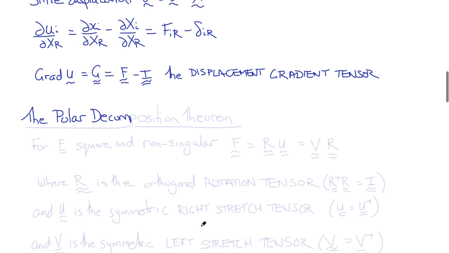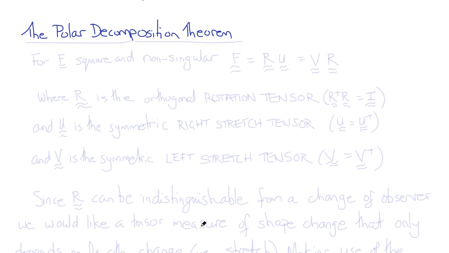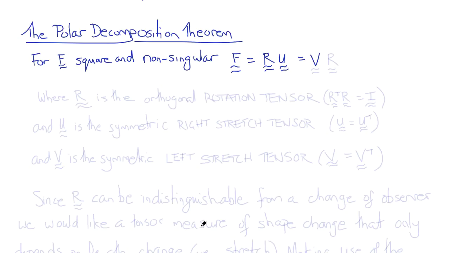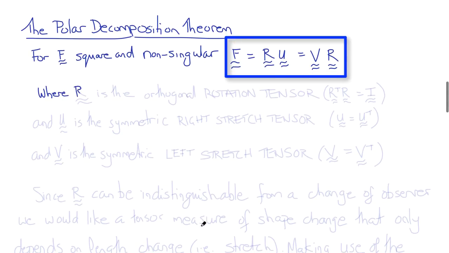But it's the deformation gradient tensor that we'll use most, and that's thanks to the polar decomposition theorem. And the polar decomposition theorem states that for a matrix or tensor, such as F, that is square and non-singular, it can always be decomposed into the product of R, an orthogonal rotation, and U, a symmetric tensor, or alternatively, the product of the symmetric tensor V times R, the orthogonal rotation. So here, R is the orthogonal rotation tensor.